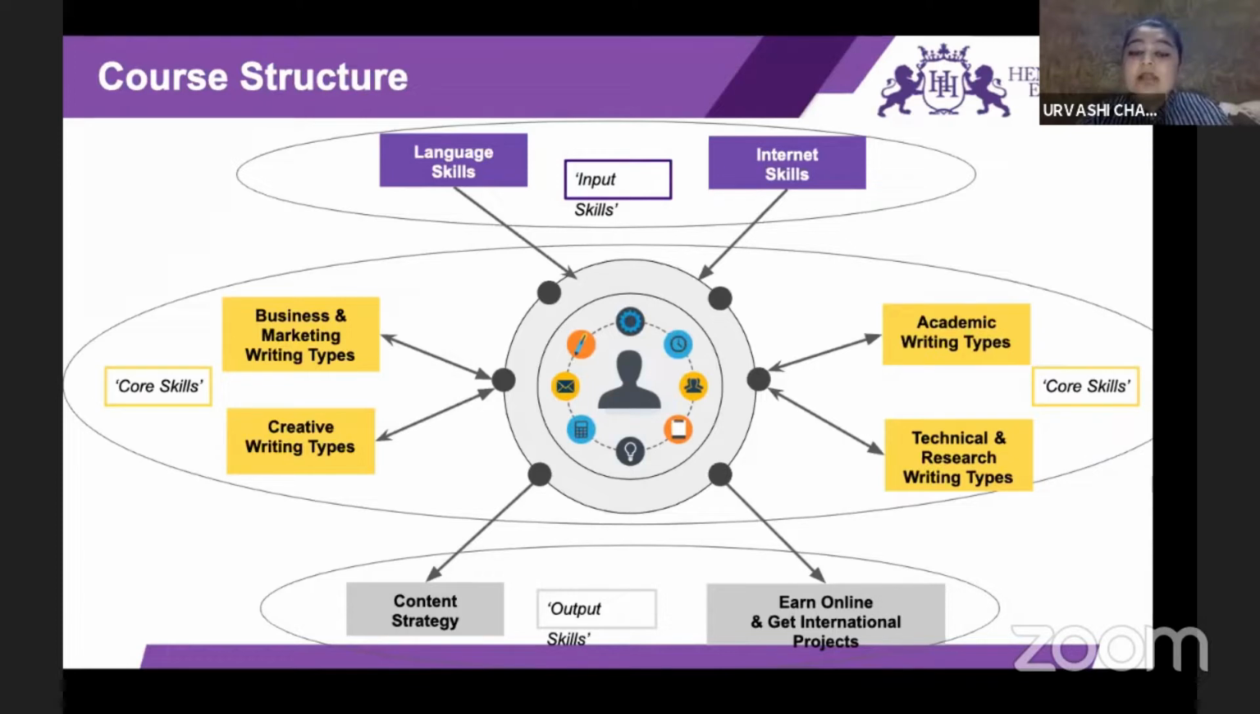This brings us to the output skills. What kind of an output are you going to receive here? So your content strategy, the way you're going to strategize for your content in a given amount of time. Here, we are also going to give you skills which are going to help you earn online, as to how you can basically earn from the skills that you've just received during this courseware.